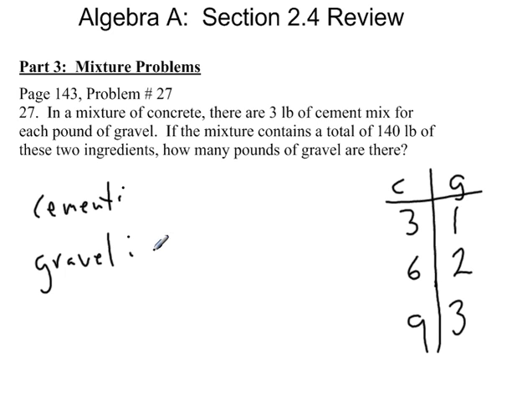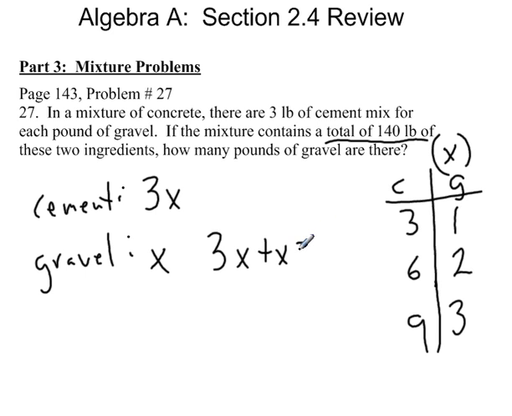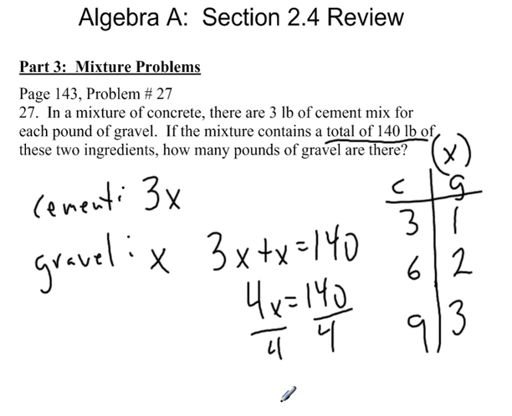For each pound of gravel, we'll set this as x. I'm going to multiply by 3 to get the amount of cement. Now the mixture contains a total of 140 pounds. I'm going to add together the amount of cement and gravel in that mixture and make that equal to 140. Combine like terms, you'll get 4x is 140, and then divide both sides by 4. x will give you, I believe that's 35 pounds of gravel.